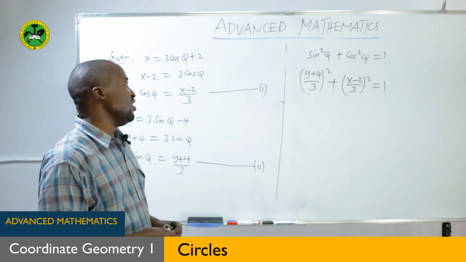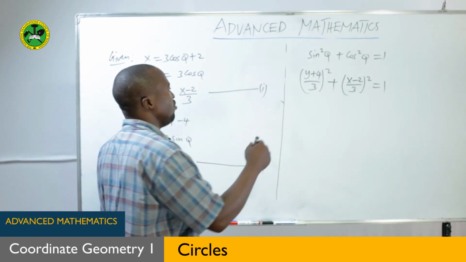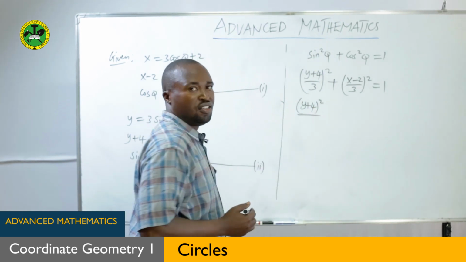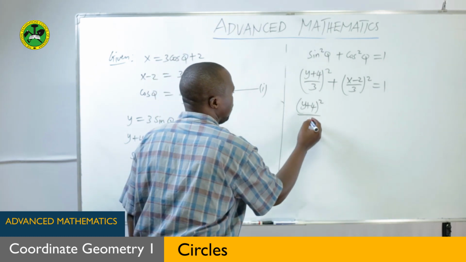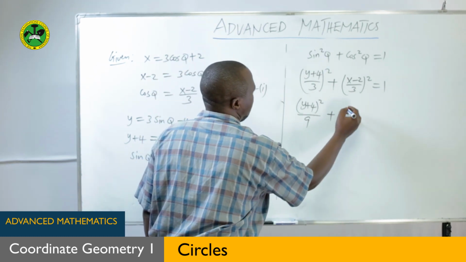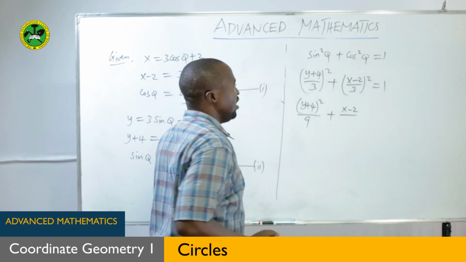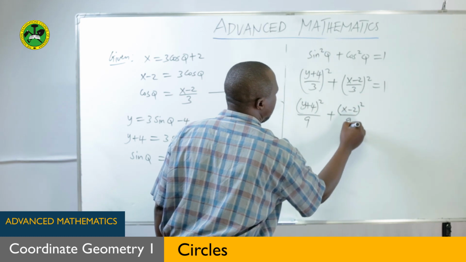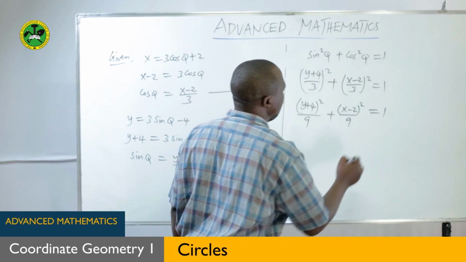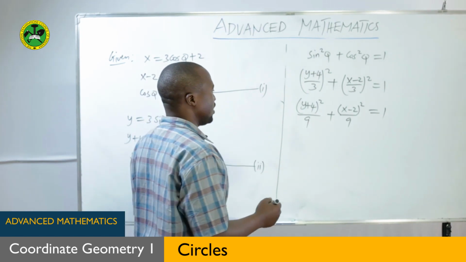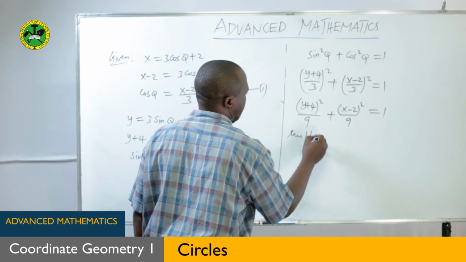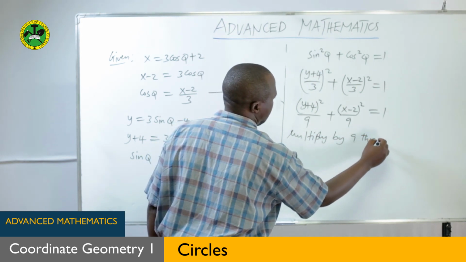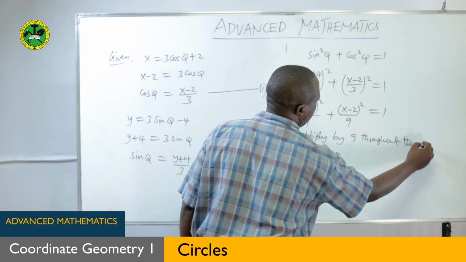Now in this case, let us open up the brackets. We are going to have y plus 4 squared over 3 squared, that is equal to 9. Then plus, we have x minus 2 squared over, again we have 3 squared, that is equal to 9. So here this is equal to 1. So in this case we can multiply by 9 throughout the equation.